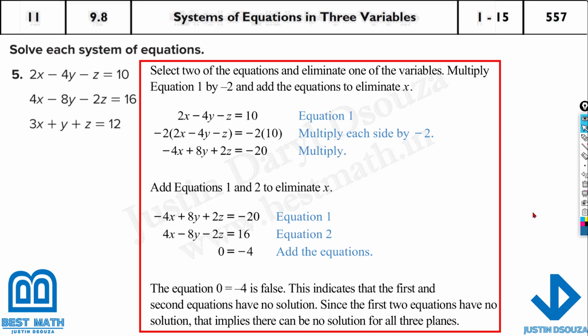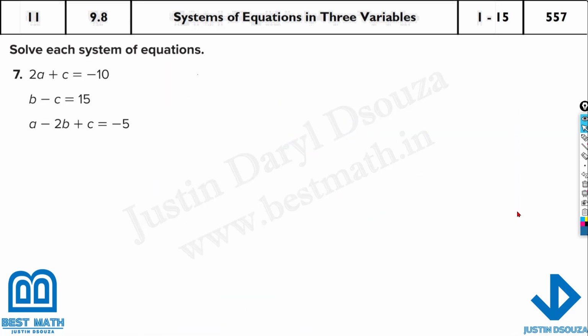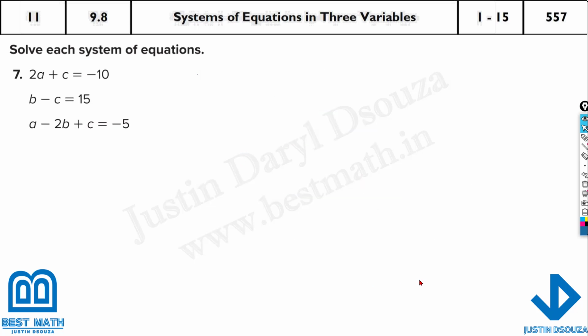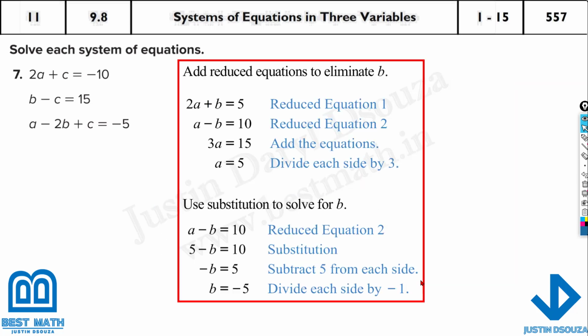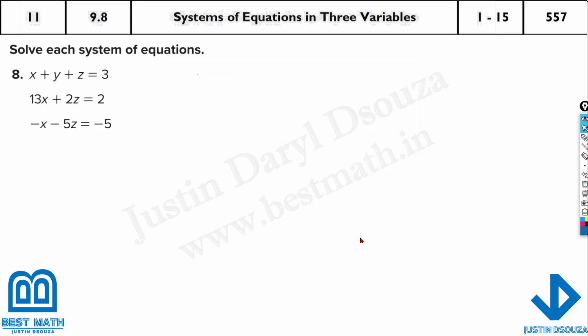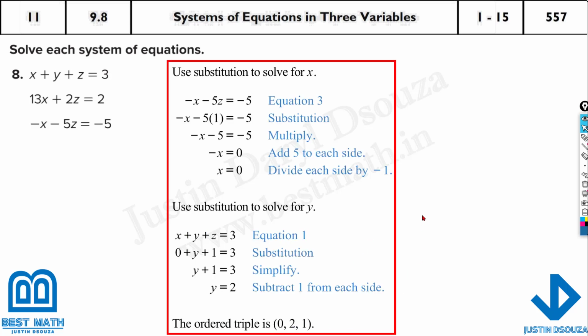This is the answer for the fifth one. The answer for the sixth is over here. It is again an infinite solution. And here we have another solution. It's 5, minus 5, and minus 20. Over here the solution is 0, 2, 1.